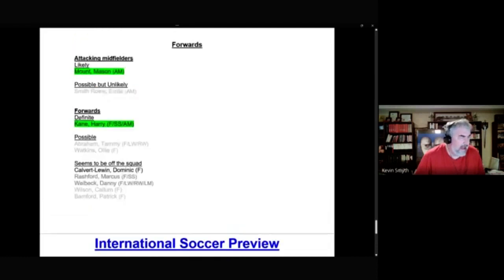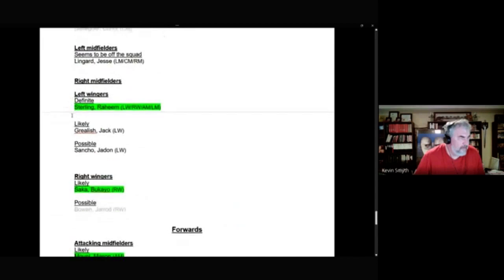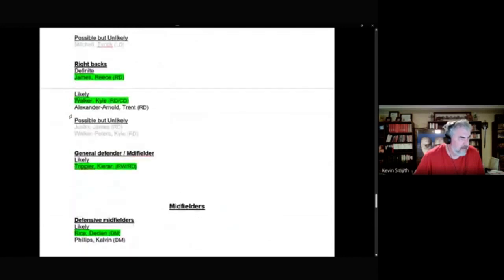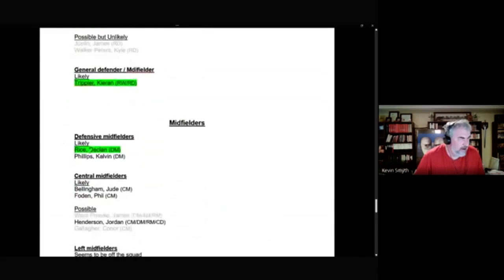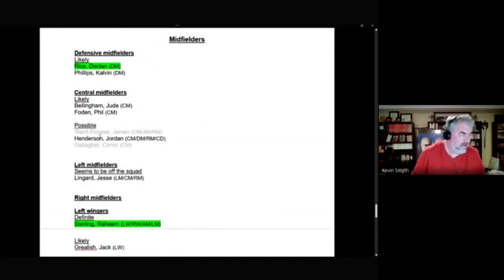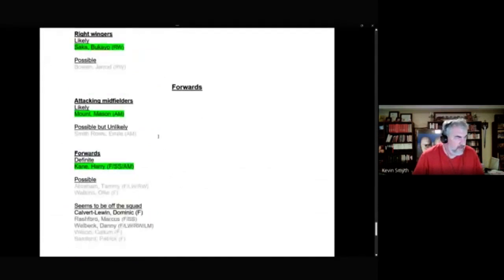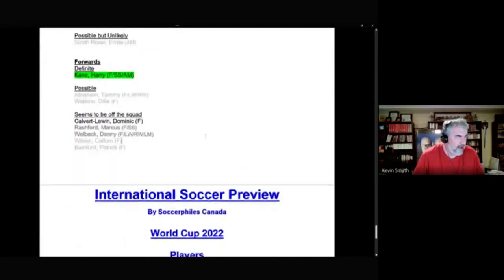So yeah, I didn't really talk about substitutes here, and I'm going to skip that because it would be a bit of a long discussion. But I would say, basically the players who are listed as likely here will either be starters or substitutes, and then really just a handful. We saw that there's only room for a handful of the possible candidates to make it in.